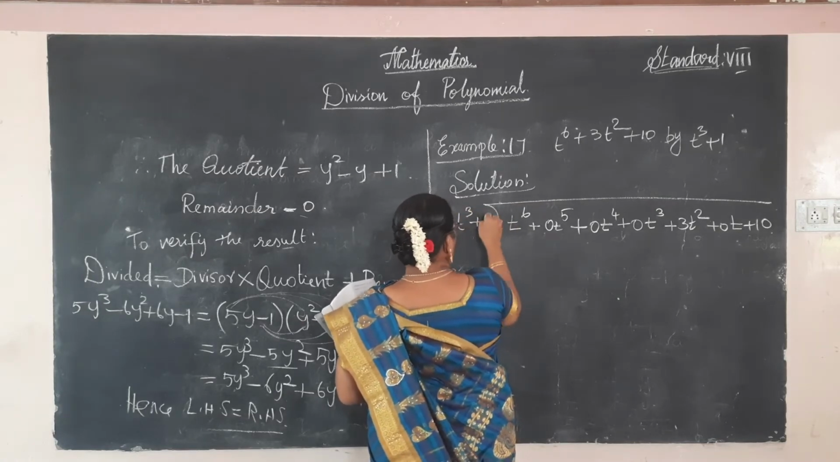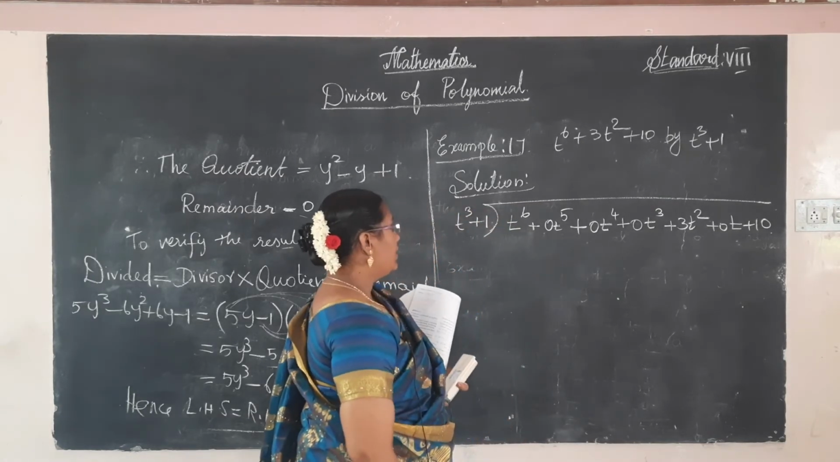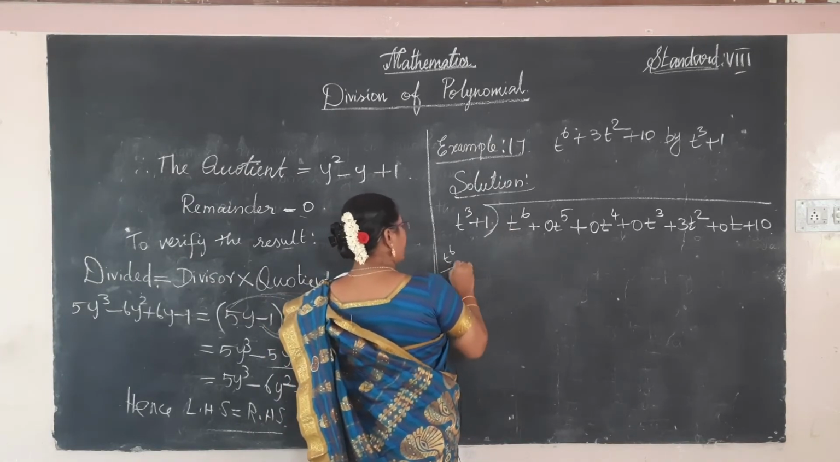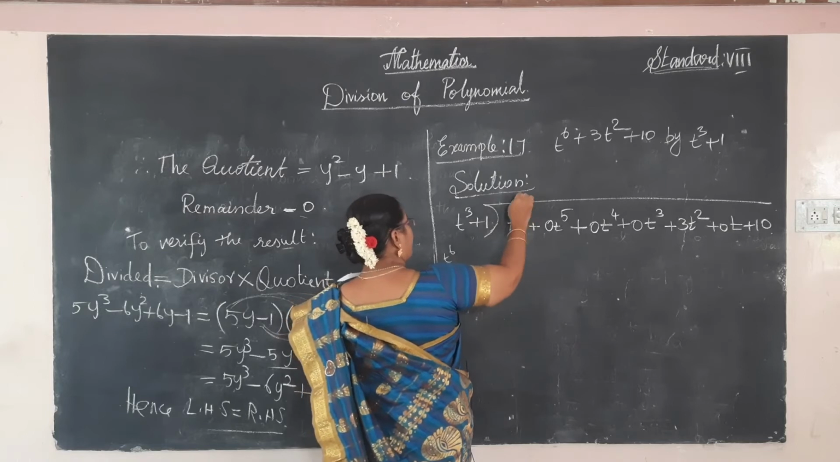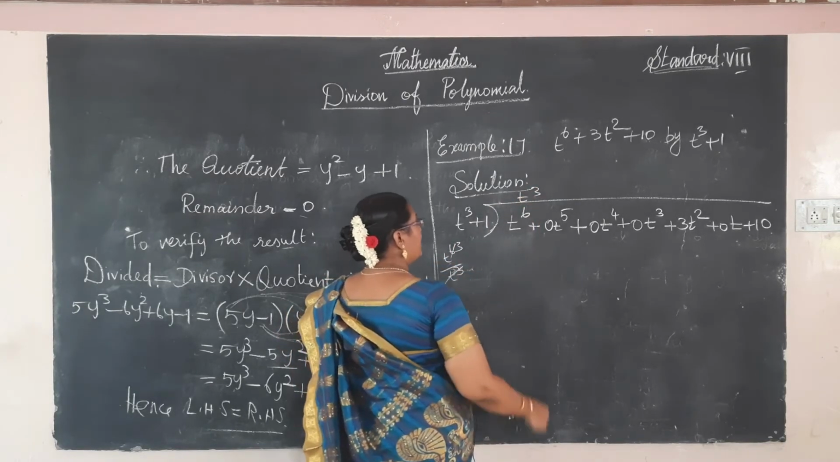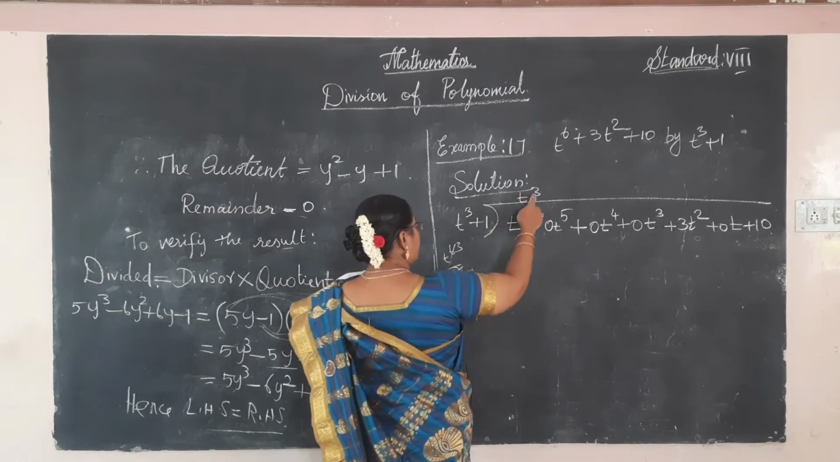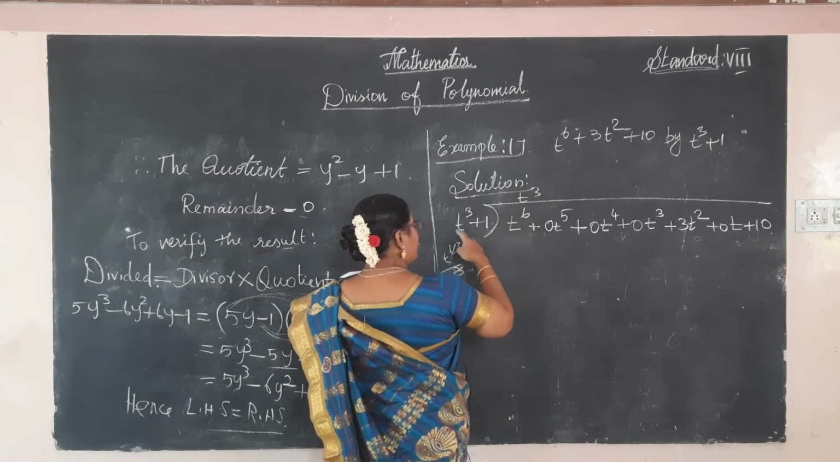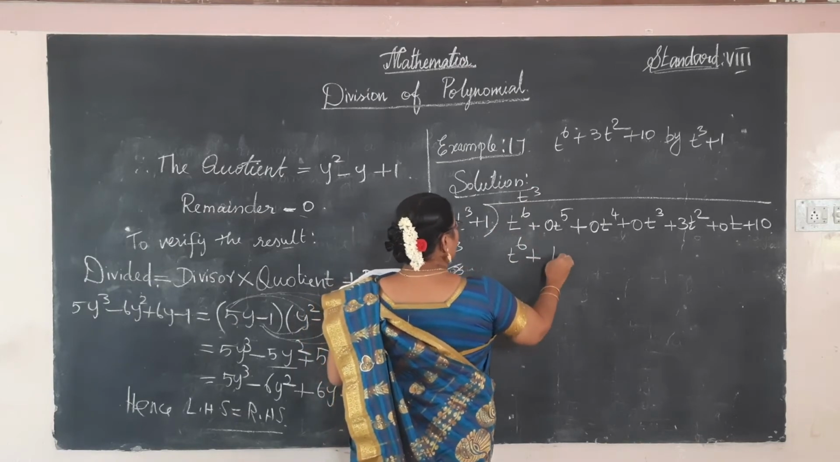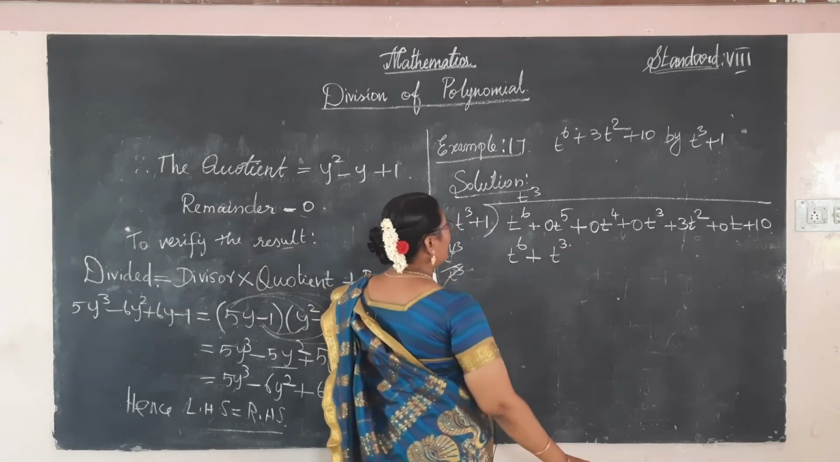The divisor is t cube plus 1. How many times is it possible? t power 6 divided by t power 3, what do we get? t power 3. The quotient value is t power 3. Multiply this by each term of the divisor. t power 3 into t power 3 is t power 6, and multiply this value plus t power 3.